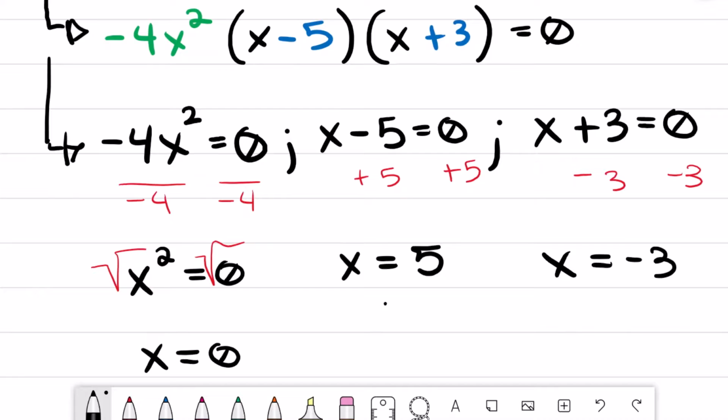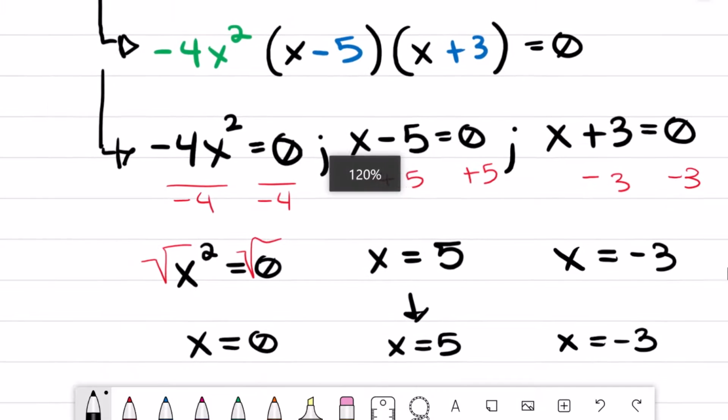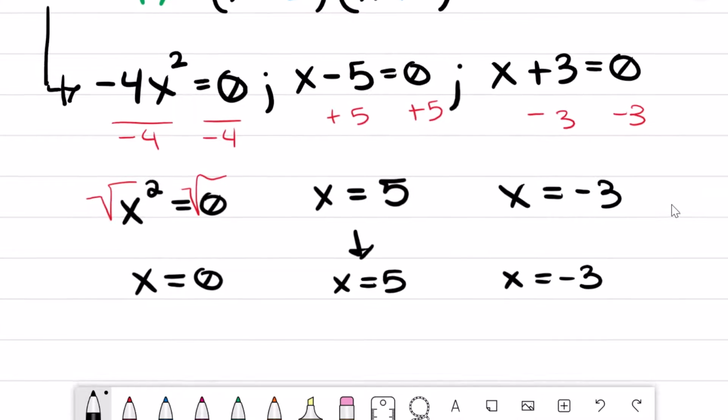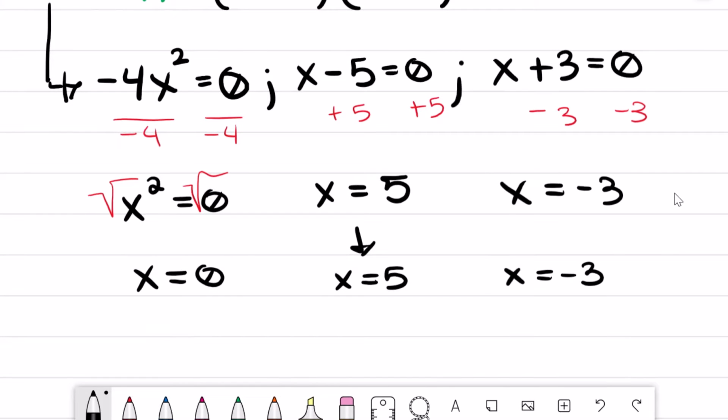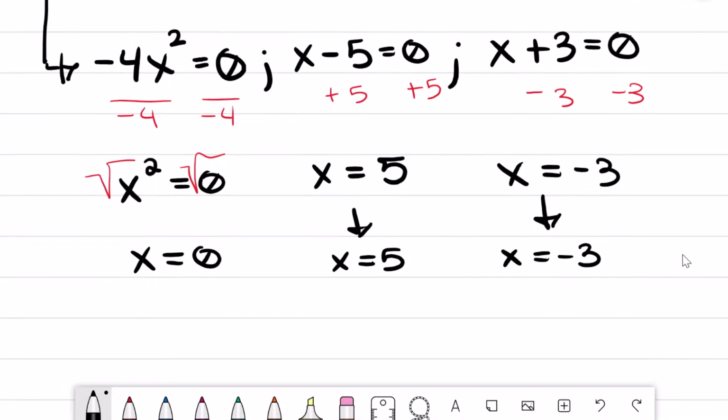So I'm going to bring these guys down. x is equal to 5. And then x is equal to -3. Alrighty. Now, one last thing that we want to do when we're writing our solutions, at least I like to put them in order from how you would see them on a coordinate plane. So if we're talking about the x-axis, we're going from negative to positive. So I'm going to rewrite this.